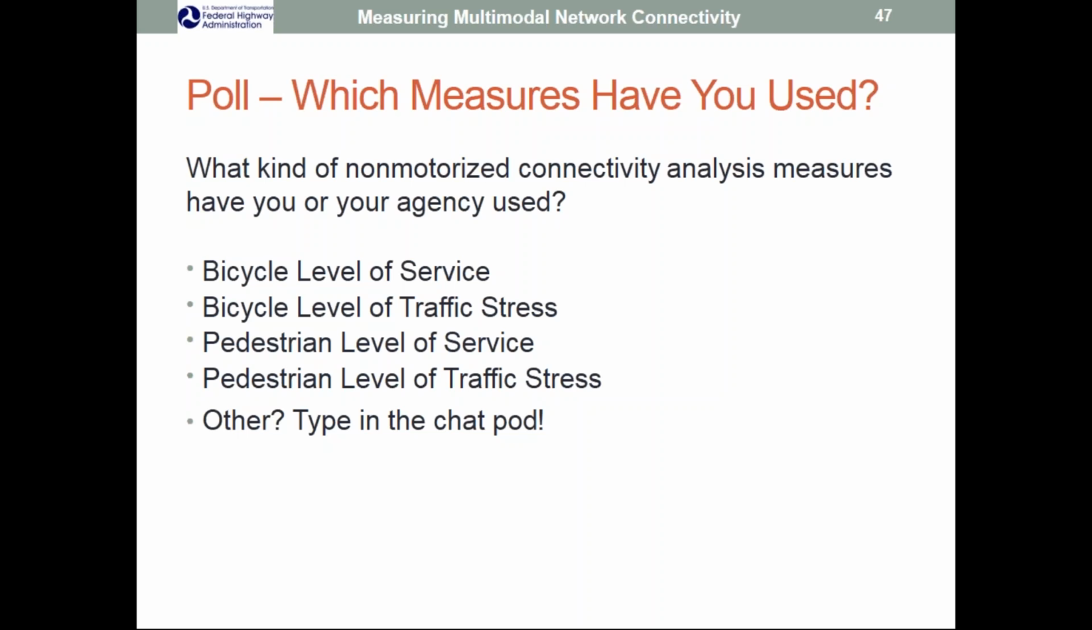And again, I think I'll sadly skip the poll, even though I am really curious about that. But it does sound like people either are doing level of service and traffic stress analyses, or they'd really like to. And I'm going to guess that would be the answer to this poll about what measures people have used.